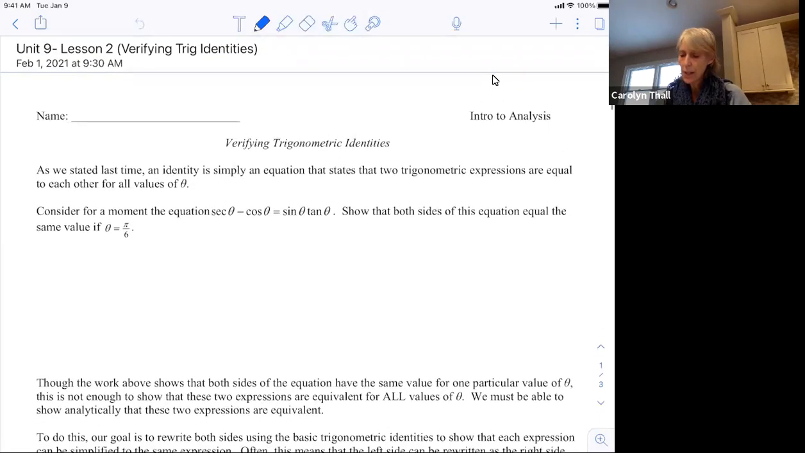Hi, everyone. Today we're on Unit 9, Lesson 2. We're going to be verifying trig identities.